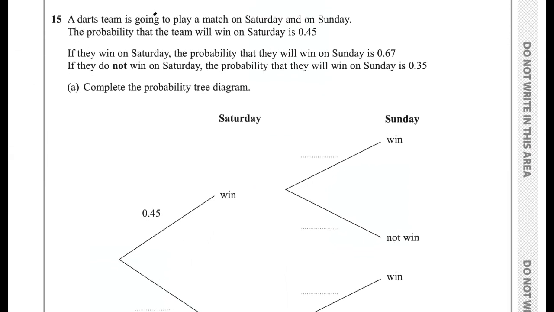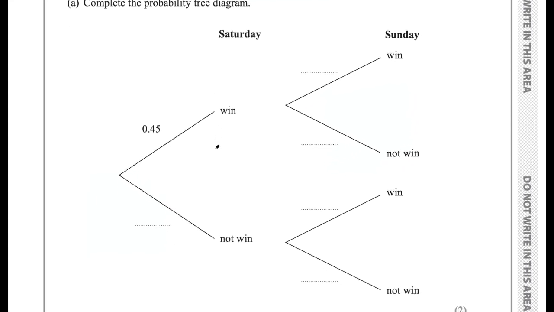Question 15 says a darts team is going to play a match on Saturday and on Sunday. The probability that the team will win on Saturday is 0.45. If they win on Saturday, the probability that they win on Sunday is 0.67. If they do not win on Saturday, the probability they will win on Sunday is 0.35. Complete the probability tree diagram. Okay, so we've got some gaps to fill in.